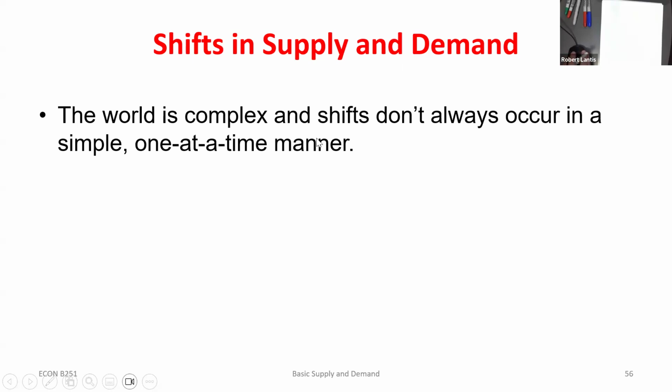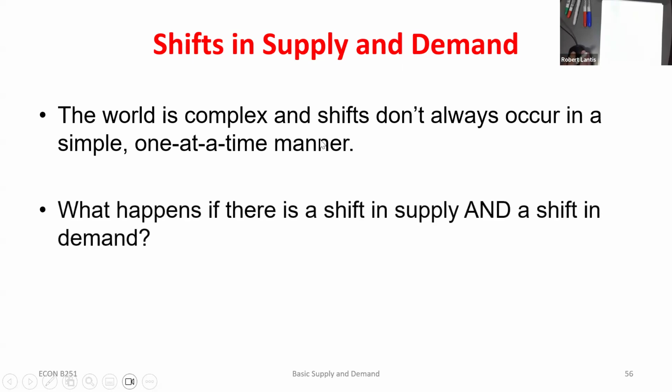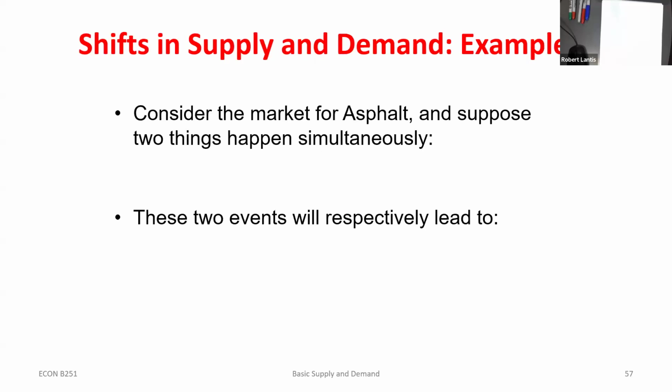So let's think about what happens if I have multiple changes at the same time. If I have both a shift in supply and demand, it depends on which way they shift, but sometimes they push the equilibrium quantity and price in opposite directions. So it's not going to be as easy to determine what happens to my new equilibrium price and quantity when we have these simultaneous shifts. I'll work through an example and show you how you would work out a simultaneous shift. So let's say I've got the market for asphalt. I don't know why I chose this example.